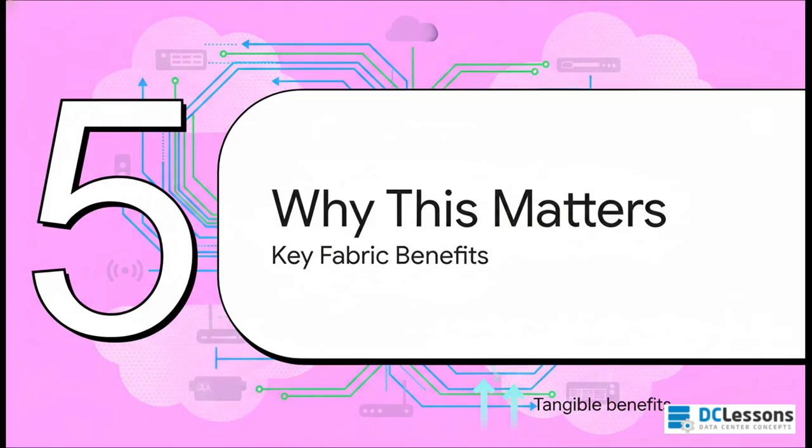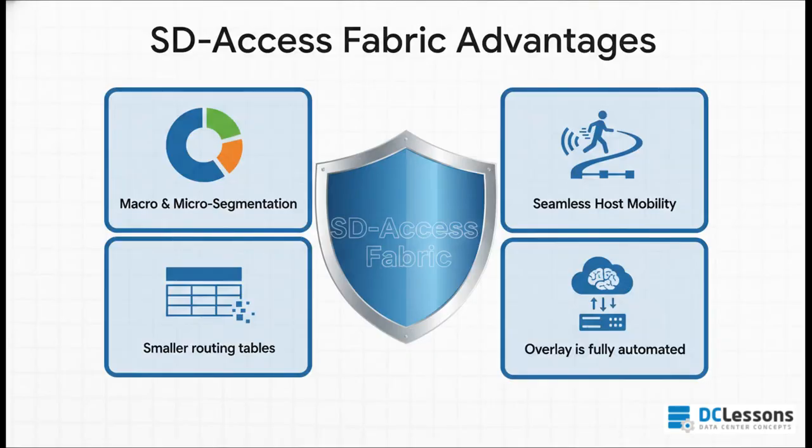All right, let's pull this all together. We've gone through the architecture, we've looked at the key technologies. So what does this all mean for you? What are the real, tangible benefits of building your network this way? Well, the advantages are pretty massive. First, you get segmentation on two levels. Macro segmentation to isolate traffic between big virtual networks, and micro segmentation within those networks using the tags.